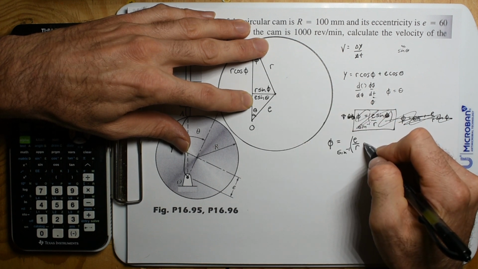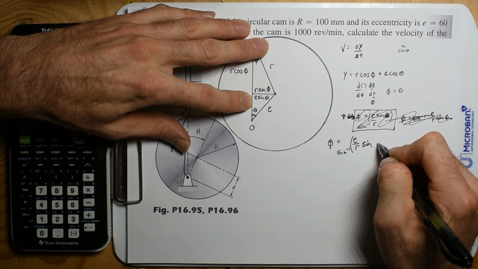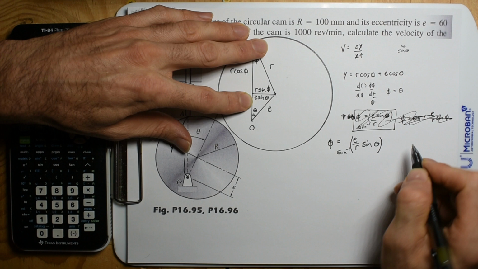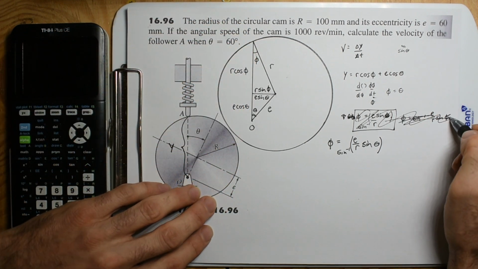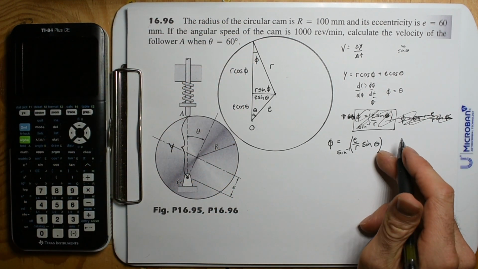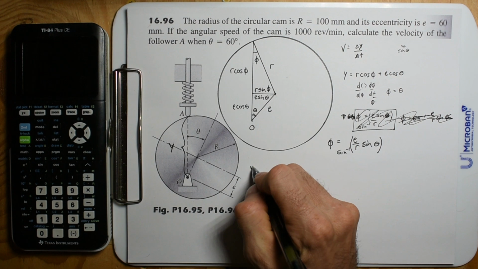Inverse sine of e divided by r sine theta. Whew, yeah, I just had that. That was the only mistake. Sorry for crossing all that out just for that. Okay, so let's get our original equation.